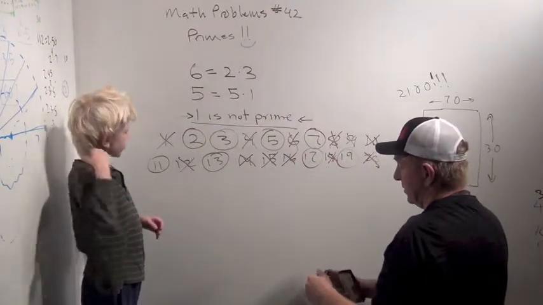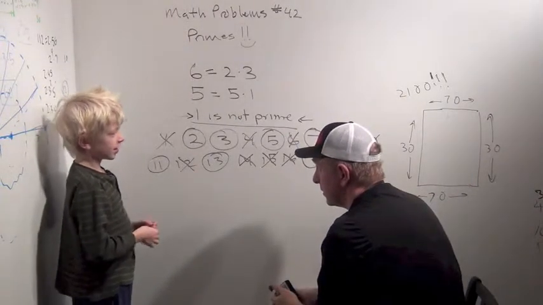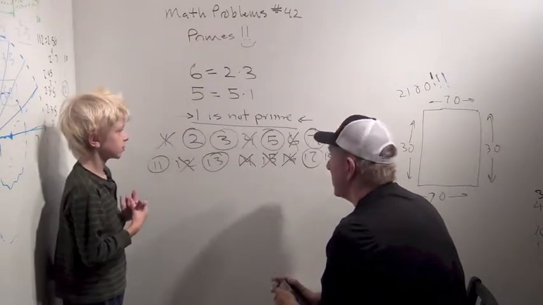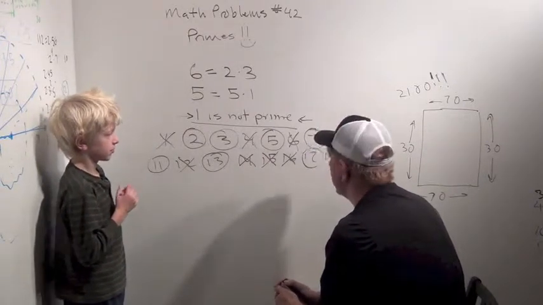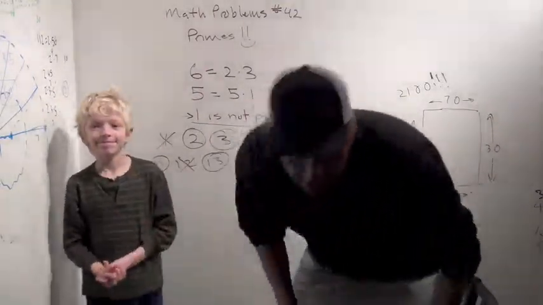We've got a rule saying all even numbers except 2 are not prime. Yeah, we discovered that rule. All even numbers except 2 are not prime. Awesome. So there's an introduction to the prime numbers. We'll talk about them a little more tomorrow.